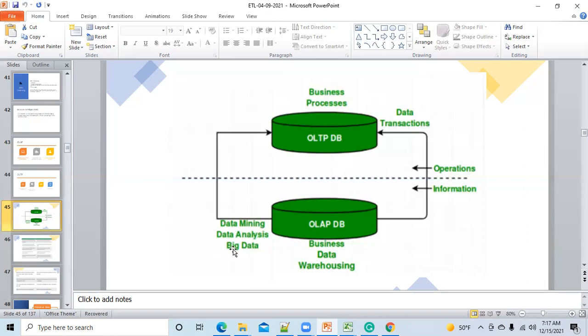Data mining, data analysis, big data. These are examples of OLAP, and that's what I have mentioned. This is used for data analysis, and big data is the perfect example, right? Big data. This term came because of the huge volume of data. Okay. Any questions, guys, on this?